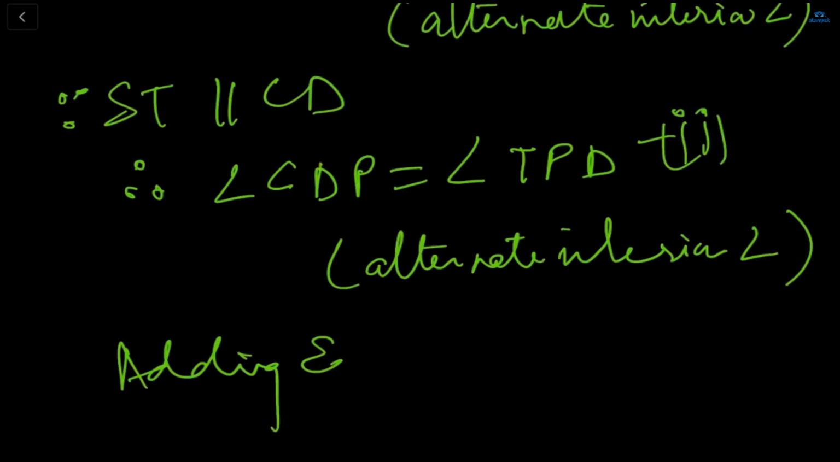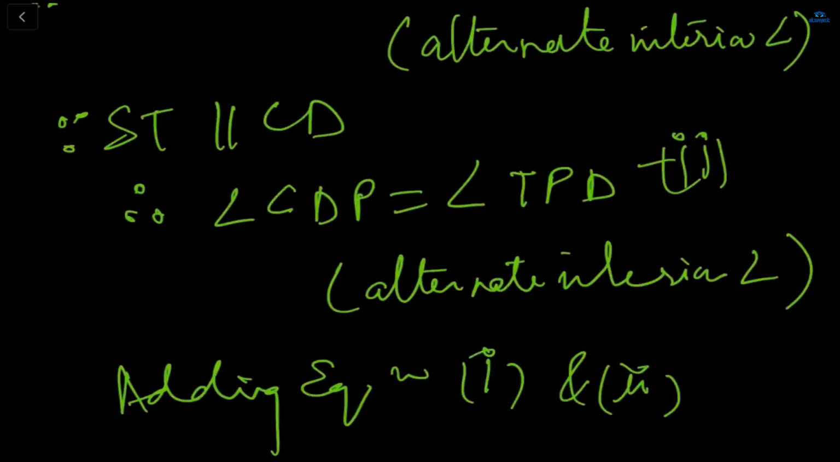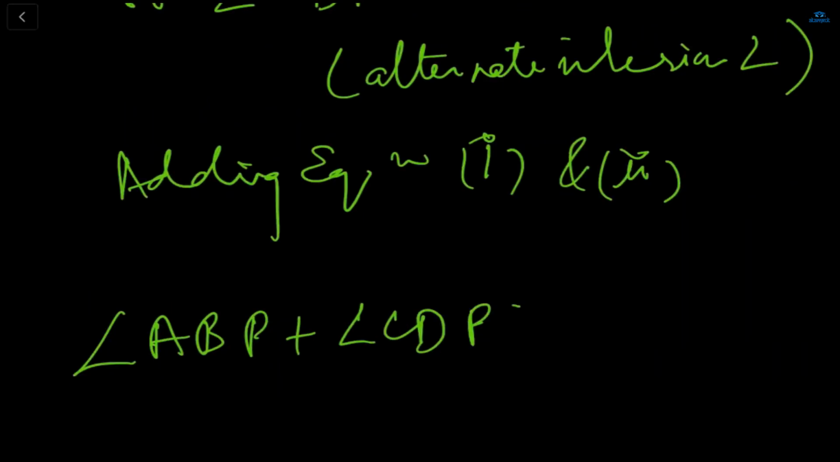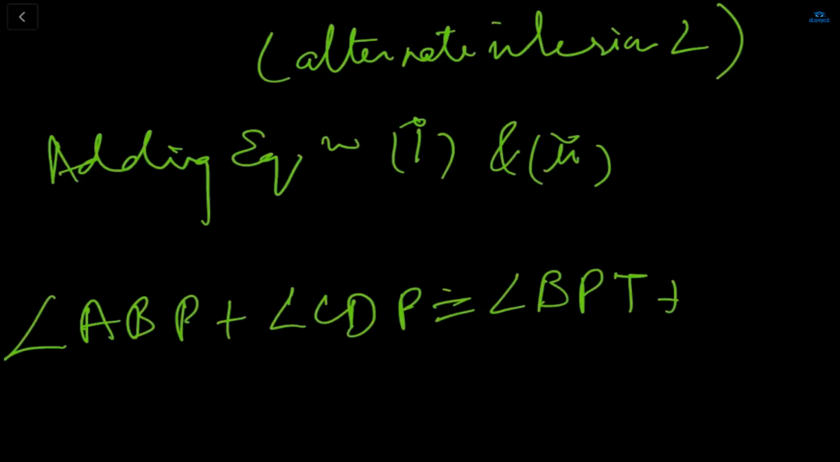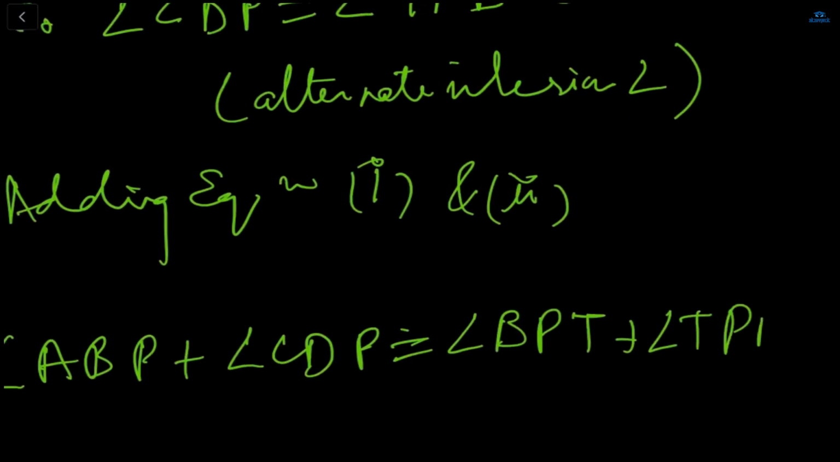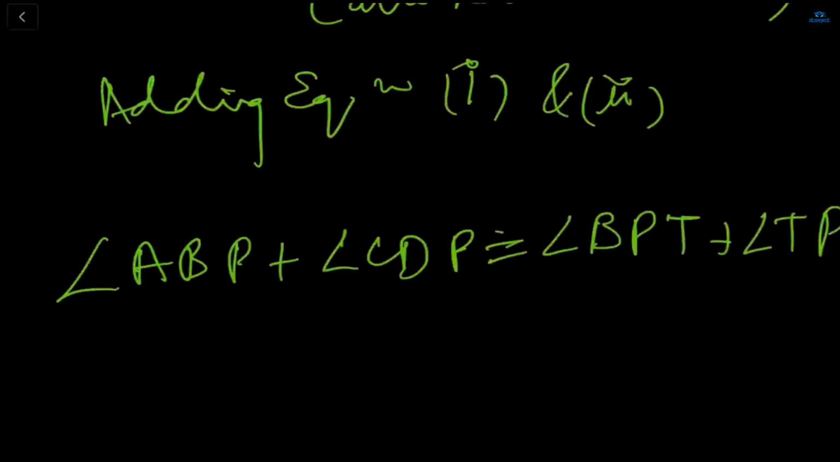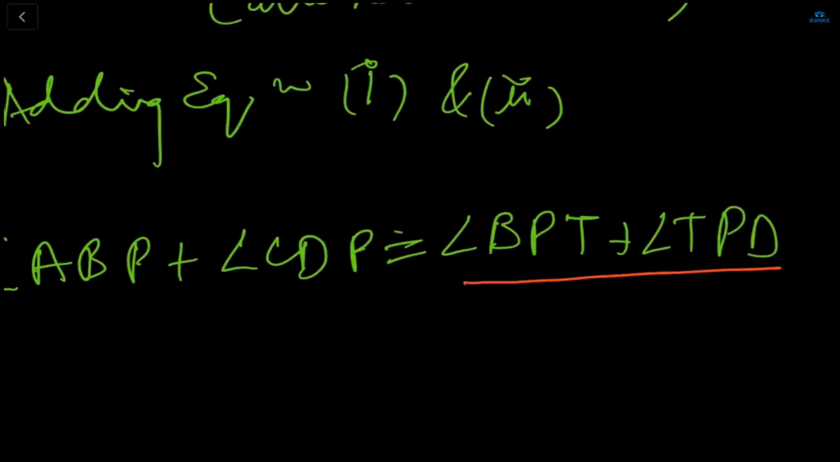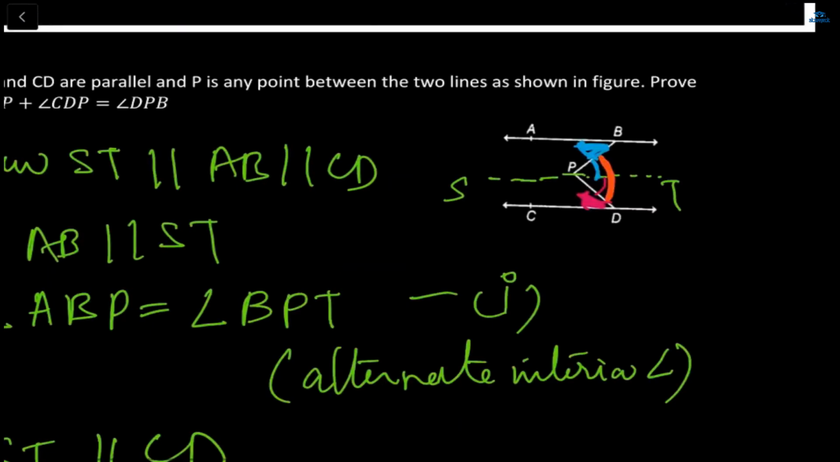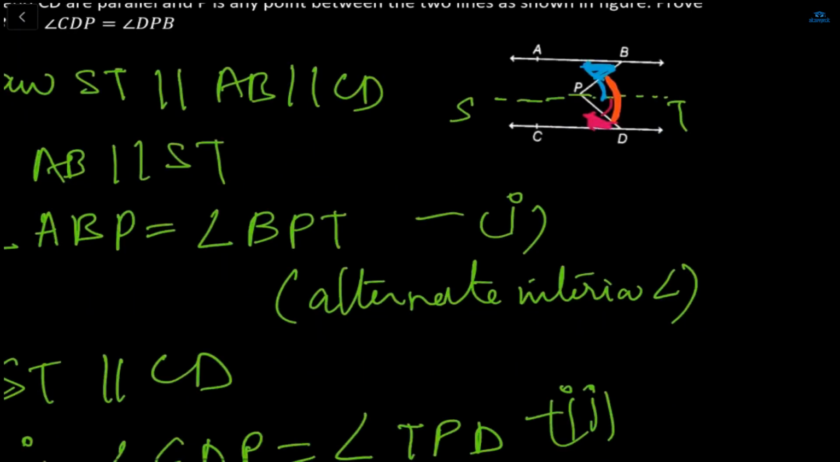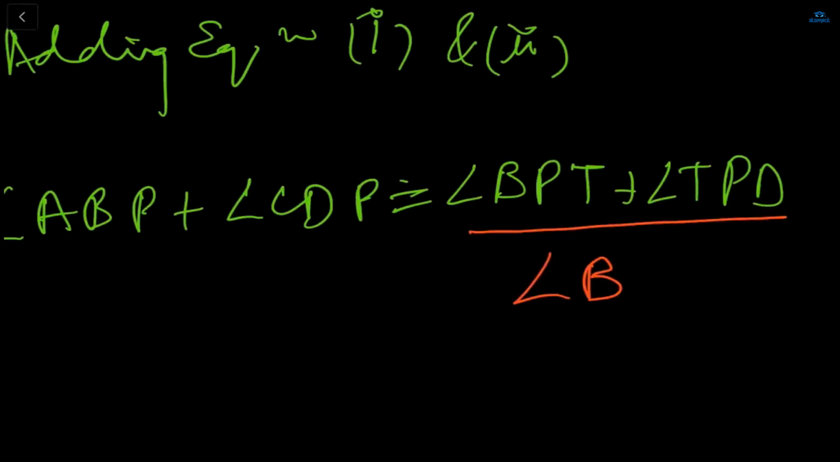Now adding equations 1 and 2, what we will get? Angle ABP plus CDP is equal to BPT plus TPD. That means this blue one plus this angle will be equal to this whole angle. Angle BPT plus TPD will be equal to angle BPD. Hence proved.